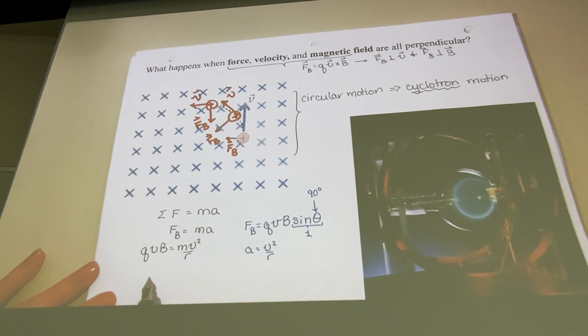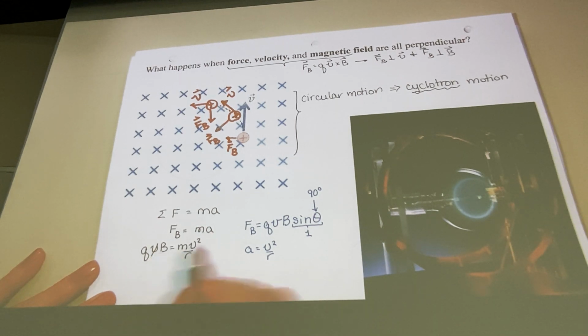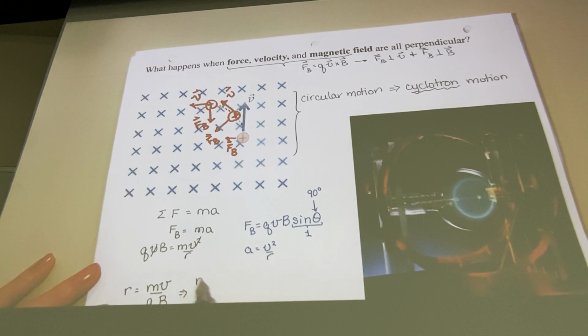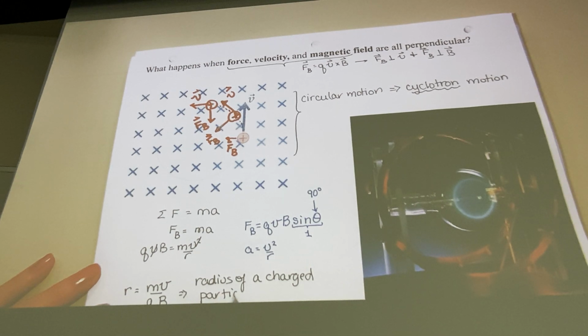We can simplify a little bit. We can solve for different things. I've got a v on one side, a v squared on the other side. I'm going to divide both sides by v. And one result we often write is that r is equal to m, the mass, times v, the speed, divided by the charge, times the magnetic field. This is the radius of a charged particle in a magnetic field.